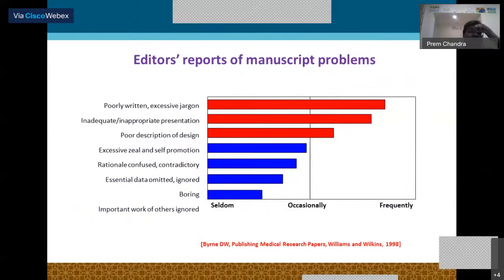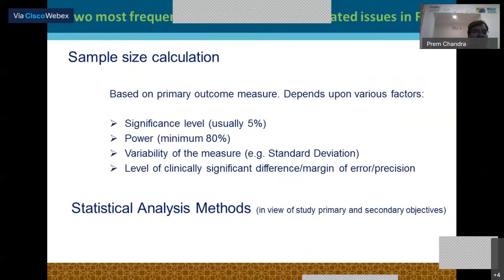Before we go and talk about it, I would like to show you one of the editor reports of manuscript problems. You can look at it here. It's quite clear that the top three are poorly written text, excessive jargon, inappropriate presentation, and poor description of design. These are the three components which commonly and frequently occur in manuscripts, and that is coming from RCT study design. So we have to be very careful about those.